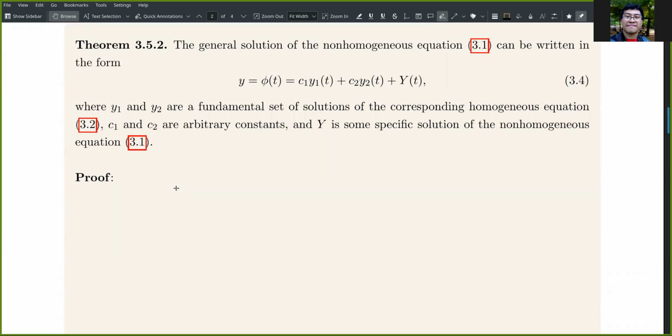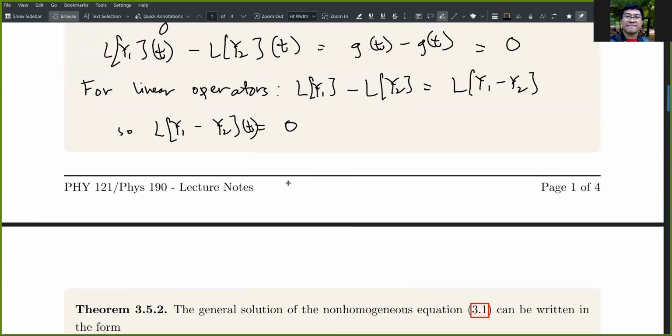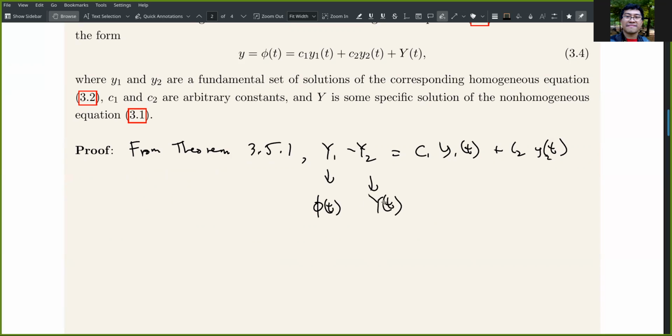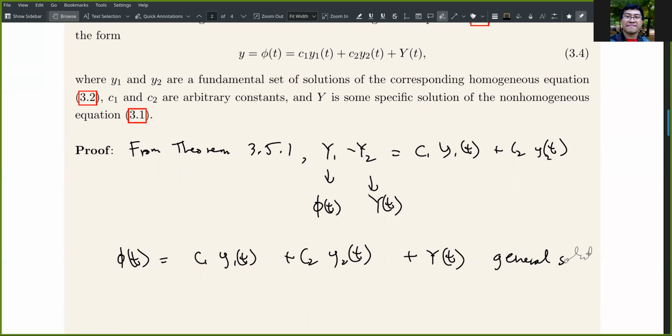To prove this, we use theorem 3.5.1, the first one here. Using this theorem, we have y1 minus y2 equals c1 y1 plus c2 y2. We just set y1 to phi and y2 to Y. In this case, phi minus Y equals this, so we write phi(t) equals c1 y1 plus c2 y2 plus Y(t). That's our general solution.